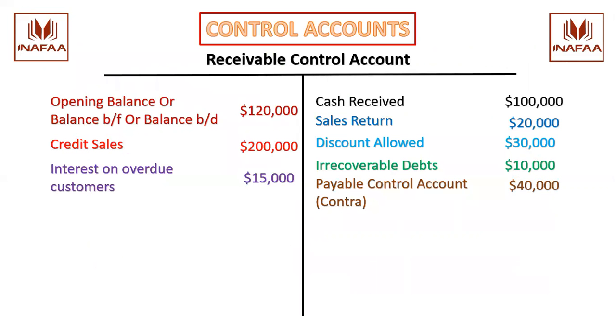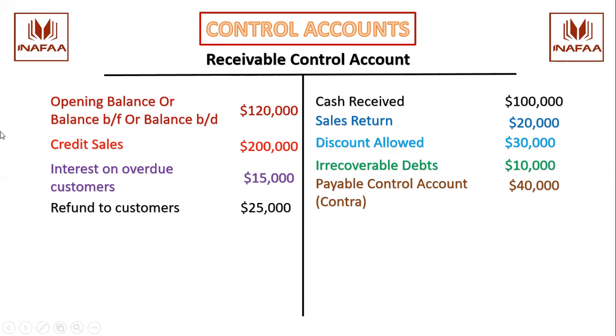When we post this into the receivable control account, we shall record 25,000 on the debit side and the reference being refund to customers. Now, guys, these are the maximum transactions which can be examined or which you can come across related to customers.